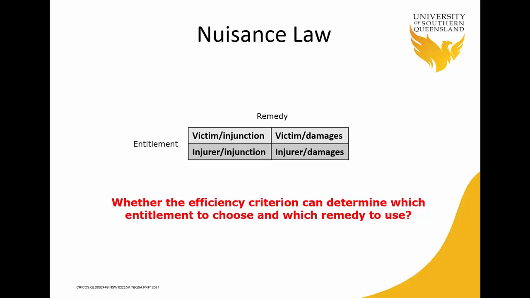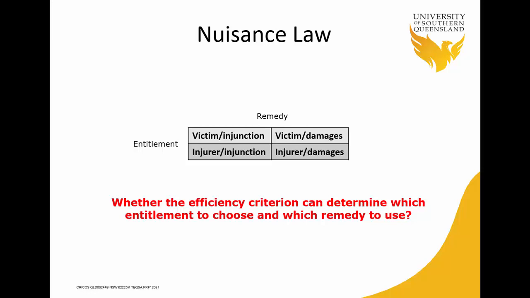So we would have something like this table or matrix. Entitlements run through the rows, and the columns are the remedies. You could have an entitlement to the victim, to be free from harm, with two remedies, either the injunction or the damages remedy. The same in the second row, where the entitlement is to the injurer, so there is the right to harm, and again we map the remedies of injunction and damages to that entitlement. The question is whether the efficiency criterion can determine which entitlement to choose and which remedy to use.